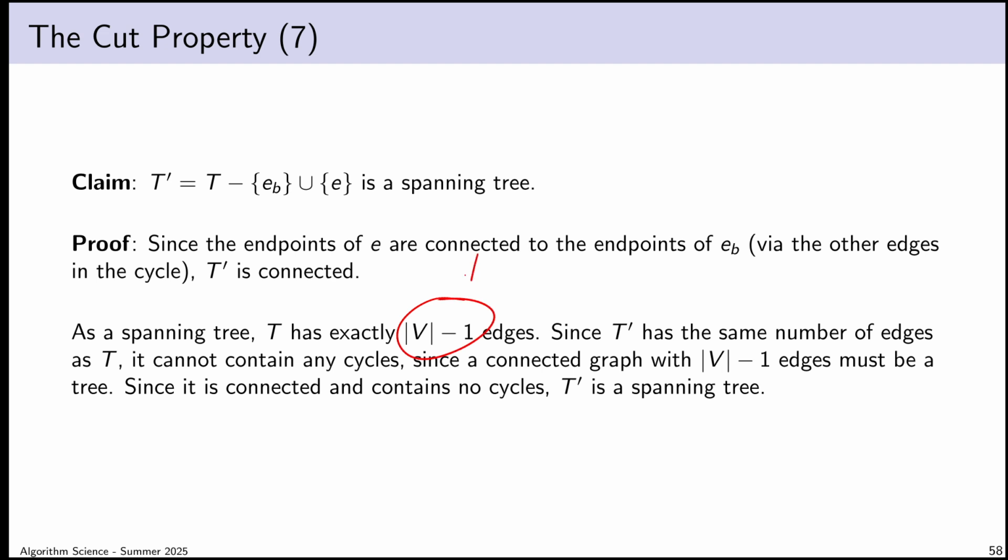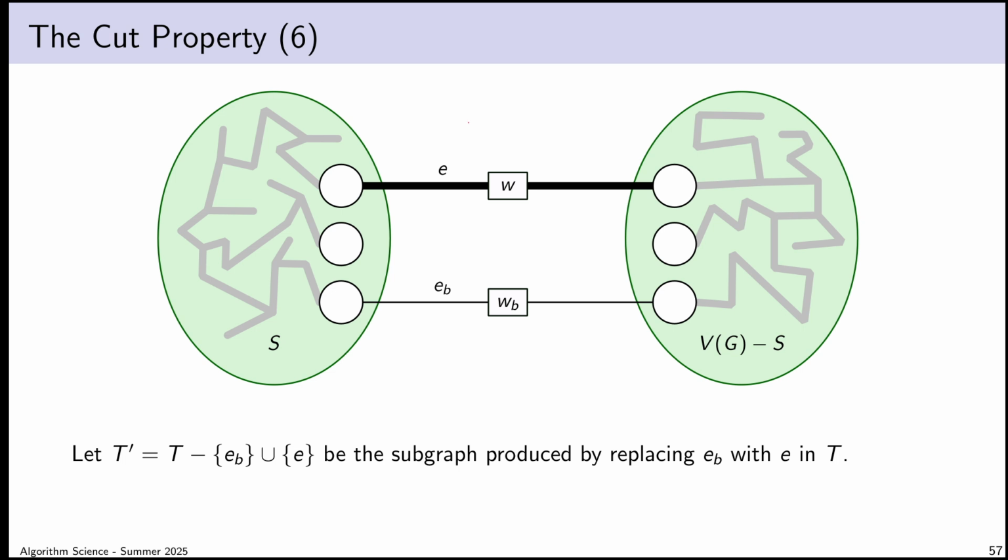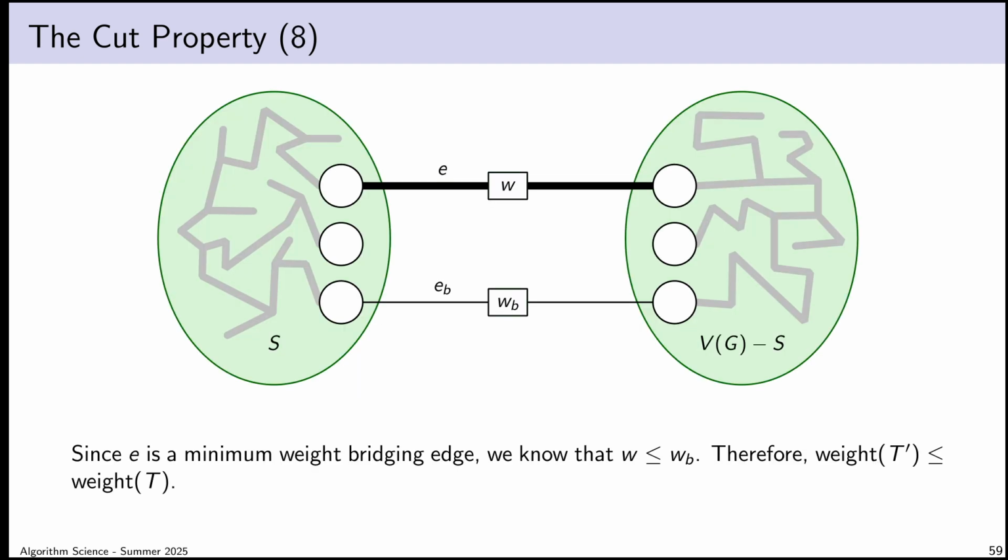And we know that a connected graph with this number of edges cannot contain any cycles, and therefore T prime is both connected and contains no cycles, and therefore is a spanning tree. Okay, so T prime is a spanning tree. Now the question is, T prime, this new tree where I use this as my bridge, is this a minimum weight spanning tree? And to reason about that, this is where I finally get the contradiction that I've been going for. So I know that T prime is a spanning tree. I'm going to show that its total weight is less than or equal to the weight that I started with.